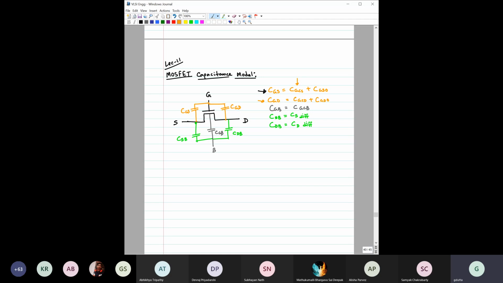Similarly, if you look at the second case, that is CGD, between the gate and drain, you can clearly see that it is nothing but CGCD and CGD naught: the gate to channel capacitance contribution towards the drain side, as well as the overlap capacitance between the gate and drain terminal. Similarly, what is CGB, the gate to body capacitance? This gate to body capacitance is nothing but the contribution of the gate to channel capacitance. And you know that this only plays a role when the transistor is in cutoff.